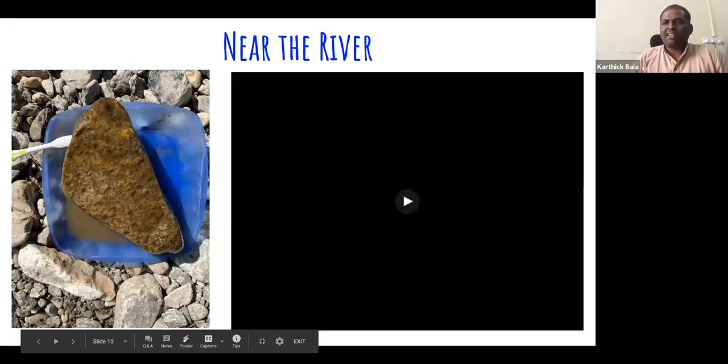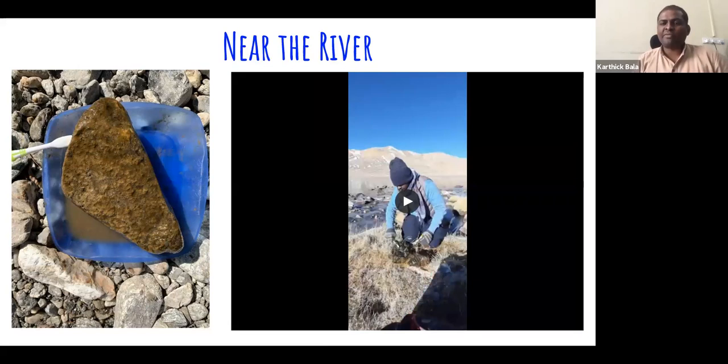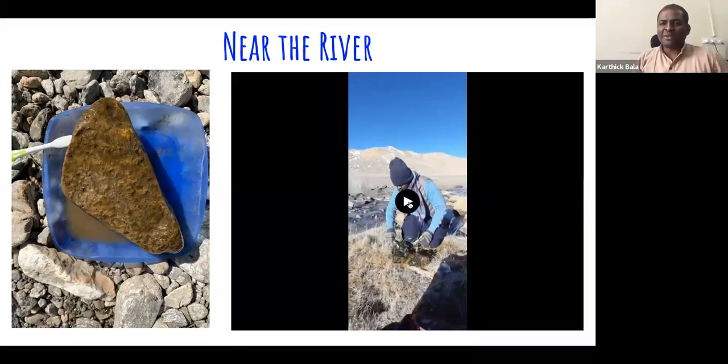So what do we do? We mostly study diatoms from rivers and streams. We go to a river and pick a stone like this. You can see a toothbrush. We use a toothbrush for a completely different purpose than it is normally used. I'm just going to play this video. If you have an internet connection or anything, just let me know, I can play it again.